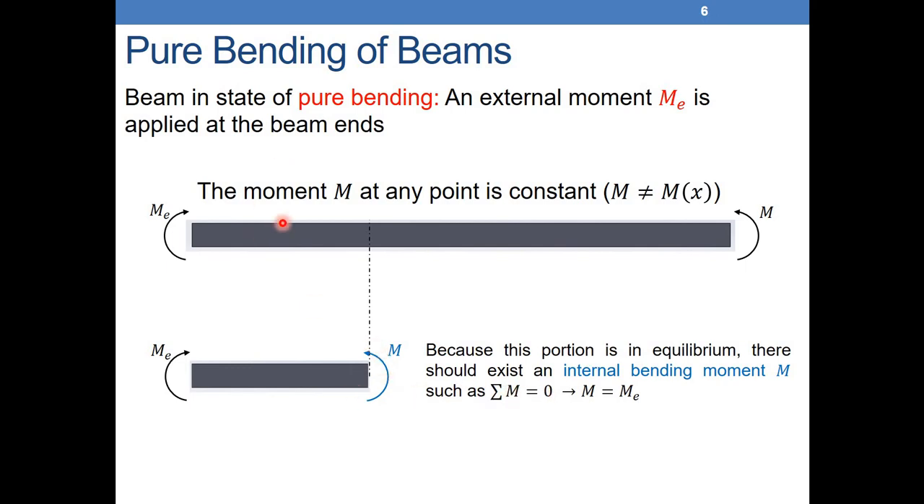So we can see that everywhere I make a cut and isolate the portion, I will have what we call the internal bending moment equal to the external moment. That's only valid in the case of pure bending, when I have two moments on the right and on the left trying to bend the beam. So this will be a very simple case.